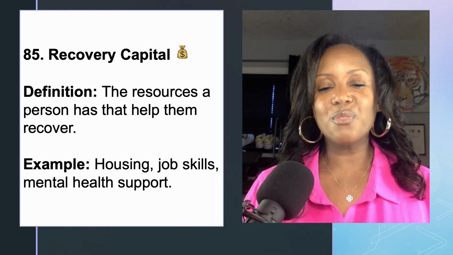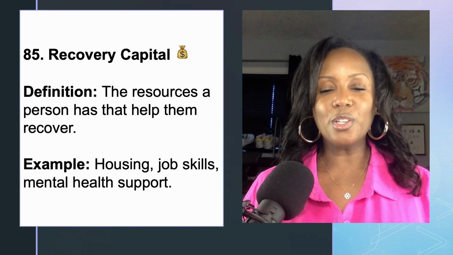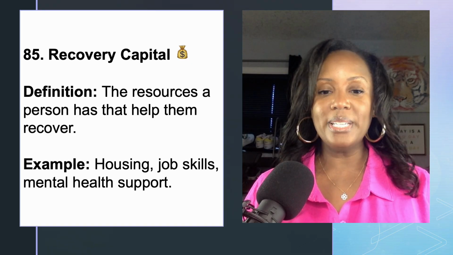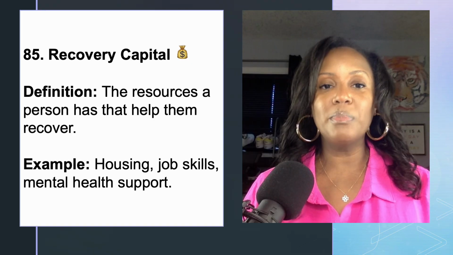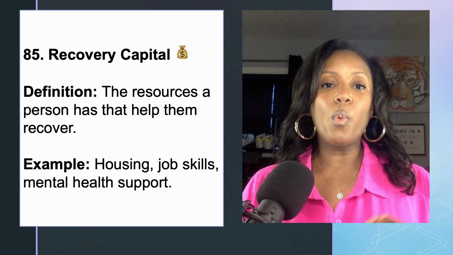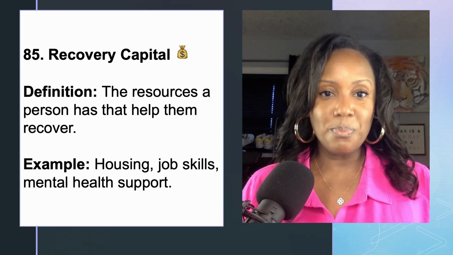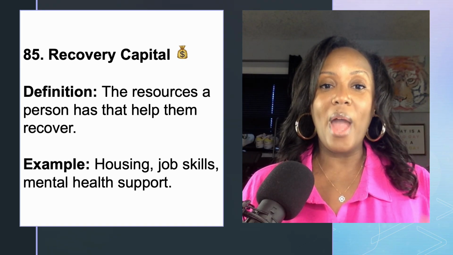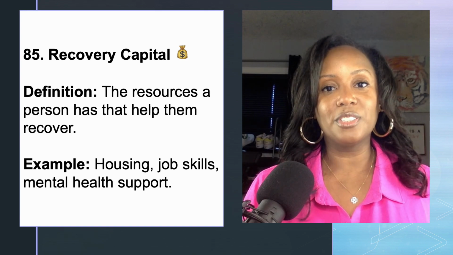Term 85 is recovery capital. These are the resources a person has that helps them recover. An example would be housing, job skills, and mental health support. Think of it like a recovery bank account. The more deposits you put into this bank account, support, stability, skills, the better chance you have at remaining in recovery.